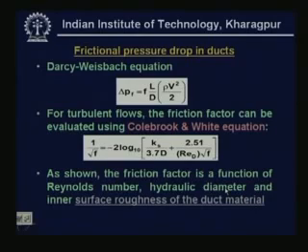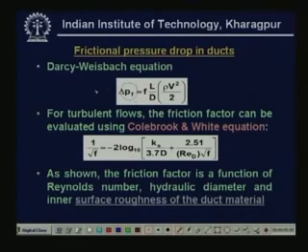Frictional pressure drop in ducts is commonly given by the Darcy-Weisbach equation. This equation relates the frictional pressure drop delta P subscript F with the velocity pressure rho V square by 2, the friction factor F, the length of the duct L, and the diameter of the duct D. If you are using a circular duct, this is the diameter of the duct. If you are using a non-circular duct, we have to use an equivalent or hydraulic diameter. Here V is the velocity of the air, rho is the density, and F is the friction factor.